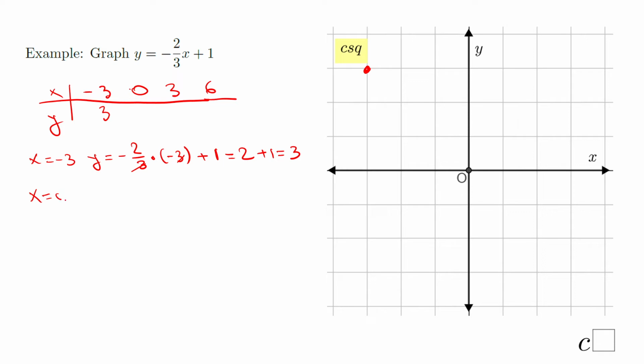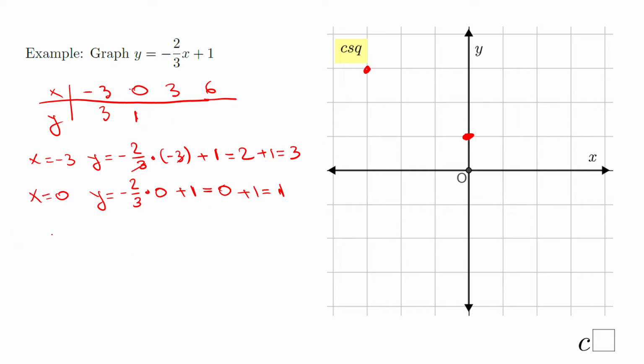X equals 0, we have y equals negative 2 over 3 times 0 plus 1. Similar to the previous example, negative 2/3 times 0 is 0, plus 1. That is 1. So I have the point 0 and 1, which is right here.